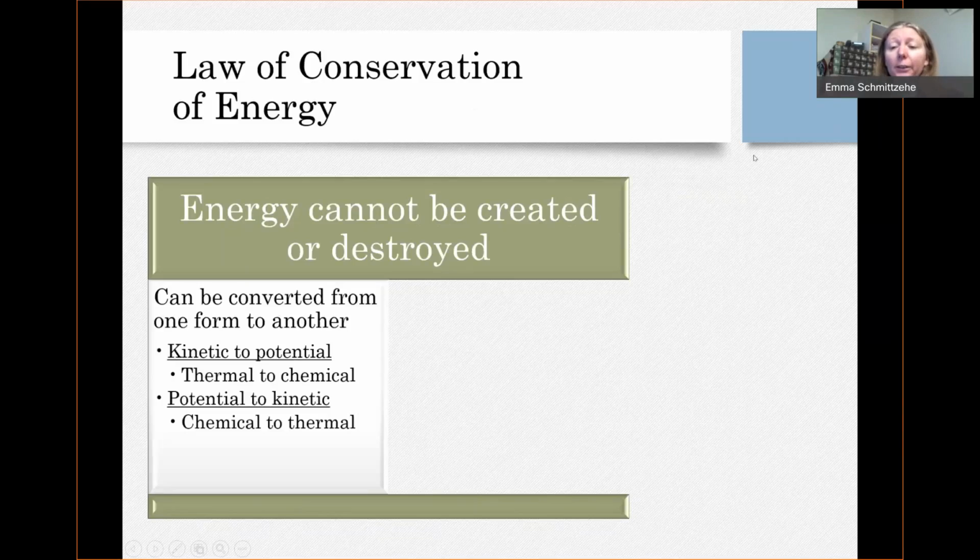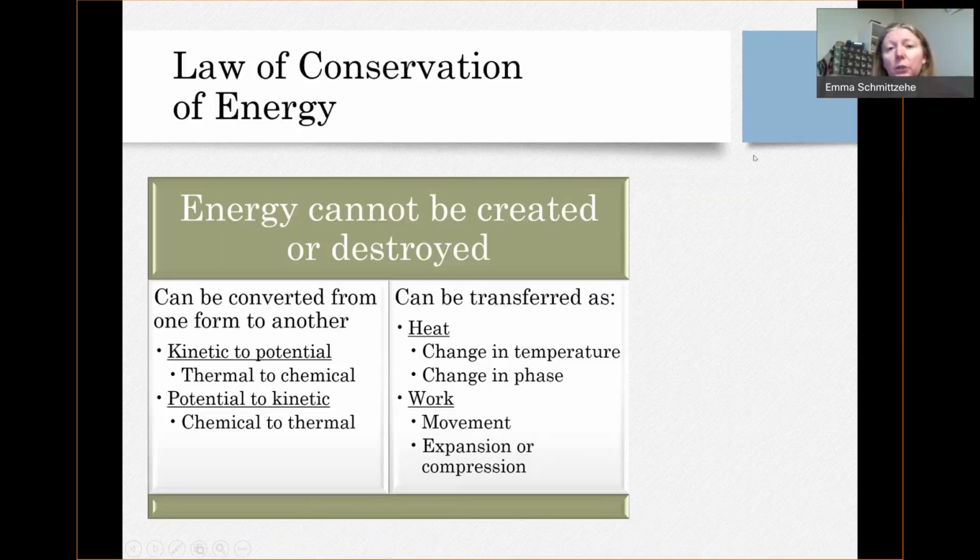Now, energy can be transferred in different ways. We can convert it from one form to another, and it can be transferred from one thing to another as either heat or work. Okay, and we'll focus on heat. Usually you only deal with work energy when you're dealing with gas samples in chemistry. Most of the time when we're looking at the transfer of energy in chemistry, we're focused on the heat being transferred.